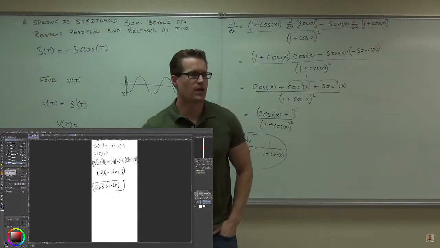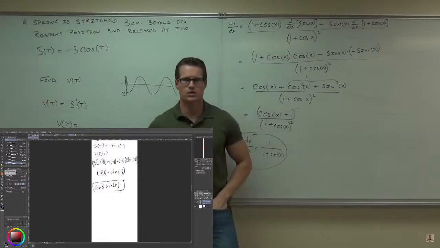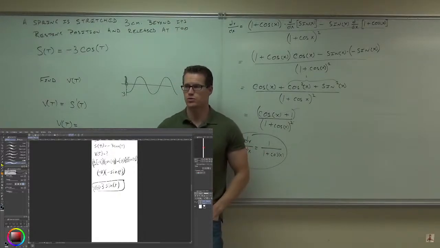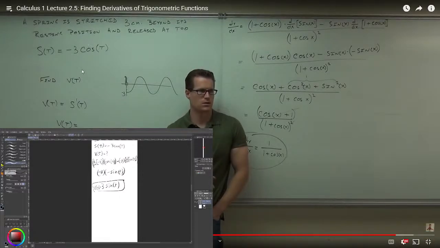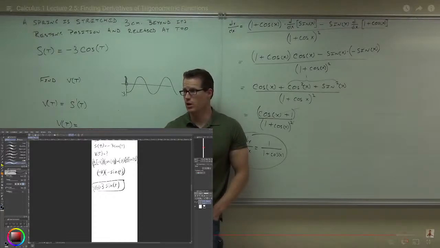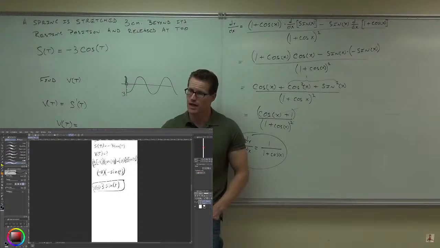First question I have for you, since I have -3 times cosine of t, do I need a product rule or not? Explain that. No. Explain why I don't need a product rule here. Oh, you can just pull out the -3. Yeah, I don't have a variable at all. I don't have a function of t. I just have the number -3 being multiplied by that, right?